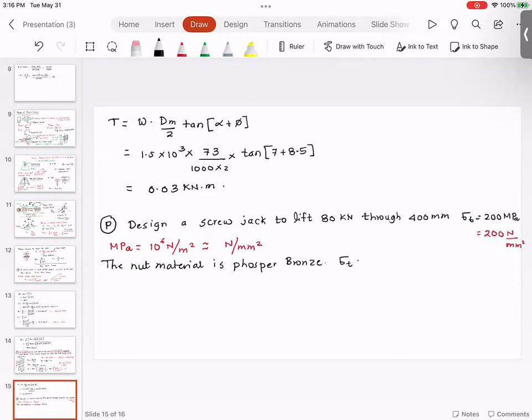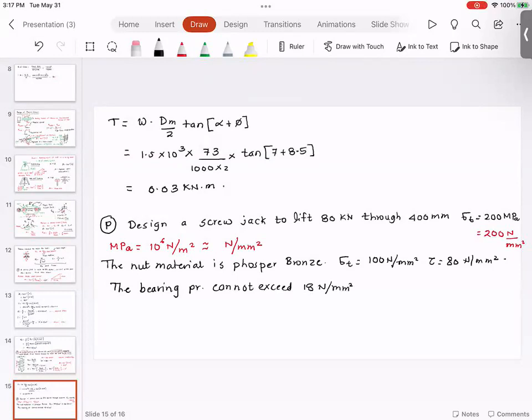And for Prosper bronze, sigma T is 100 Newton per millimeter square. Tau is 18 Newton per millimeter square. And here there is one more additional information that is given to us. The bearing pressure cannot exceed 18 Newton per millimeter square.